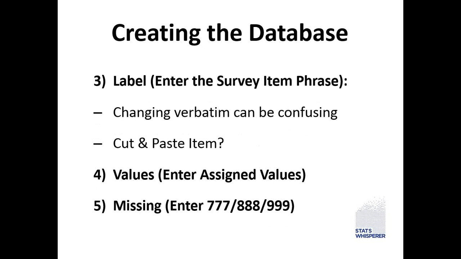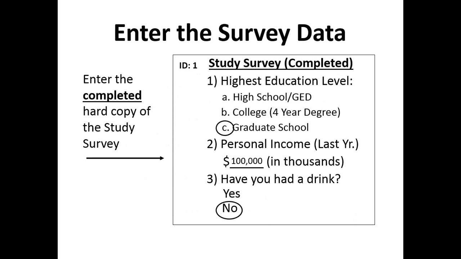Then 4, we have our values, the assigned values, and 5, there's the column for missing, and we're going to enter our missing codes in the column for missing. It's there.